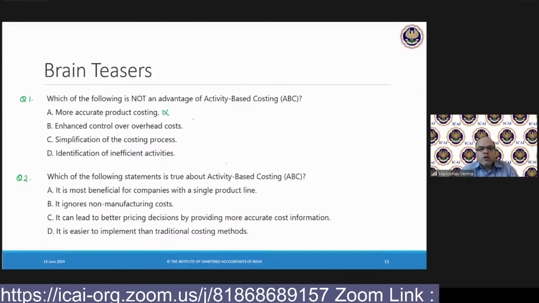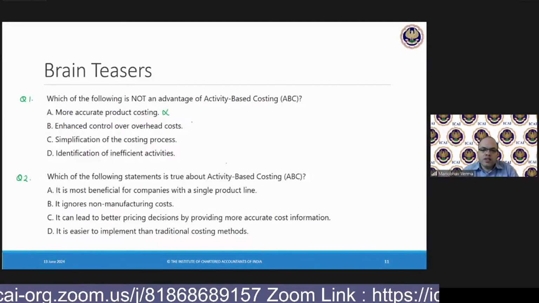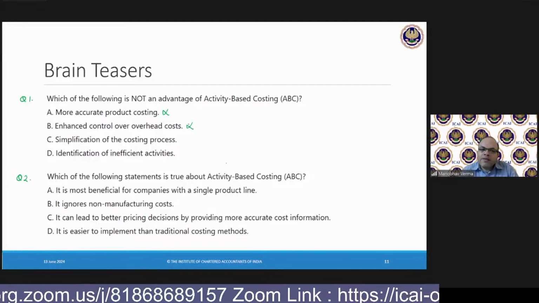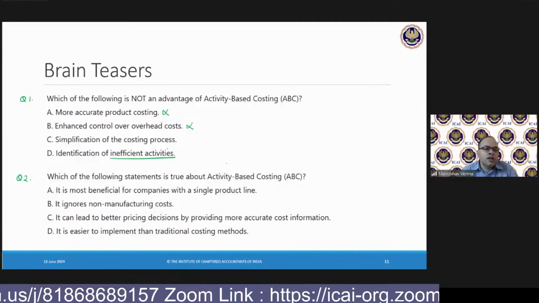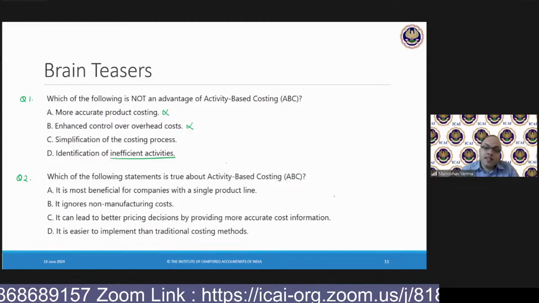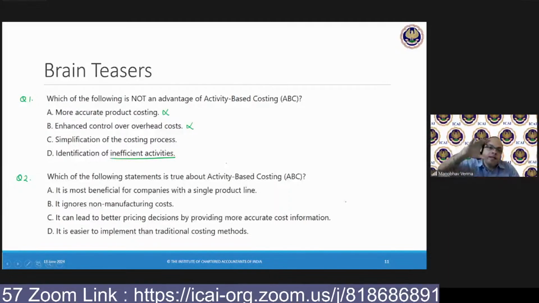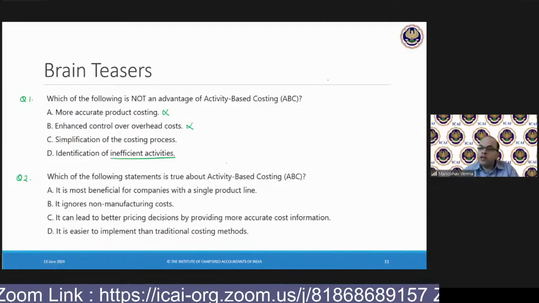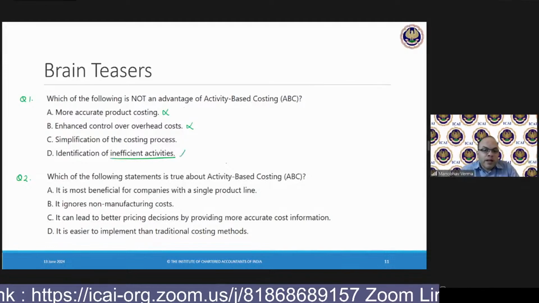Enhanced control over overhead cost. Of course, if you are having a more accurate costing, you can have a better check. So this is definitely an advantage. Identification of inefficient activities. I mentioned earlier that it also results in identifying the non-value added activities and getting rid of them, when we discussed the example of that movie Gold, right? How those players were picking the bricks from one corner to the other corner, and you know that was not a value added activity, right? So that cannot be an answer.